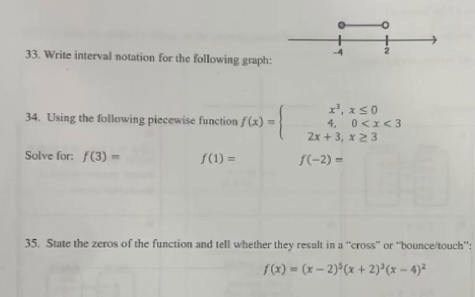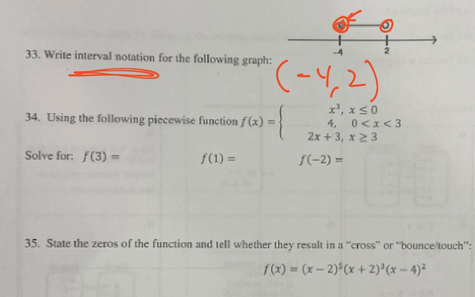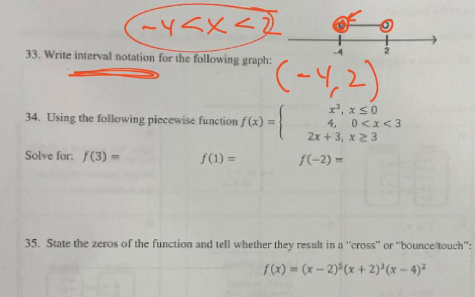Okay, finally 33, interval notation. Well, notice, is that an open circle or solid dot there? It looks like it's colored in. So I'm going to do both versions. So let's say it's open circle, open circle. I'm going to do parentheses, negative 4, comma 2. This means basically x is between 2 and negative 4. This is interval notation. This is regular notation, I guess.